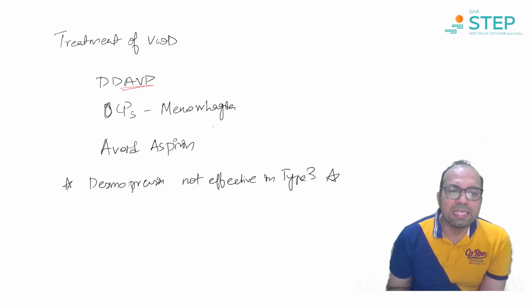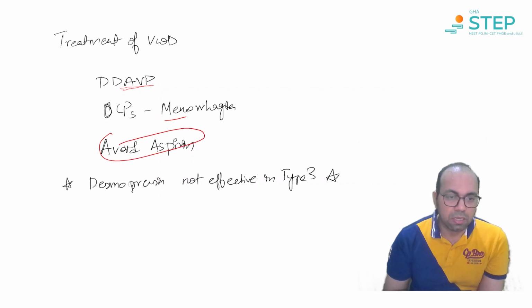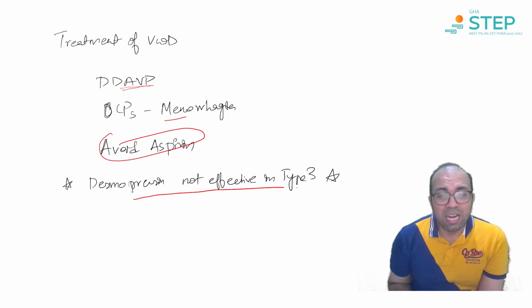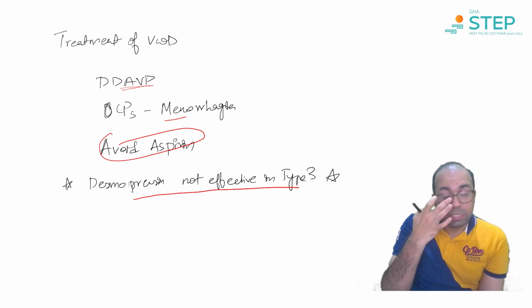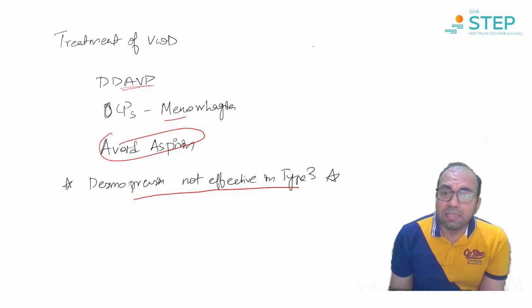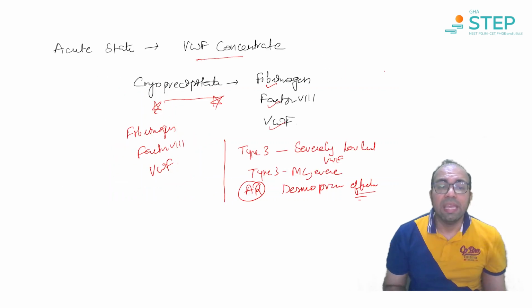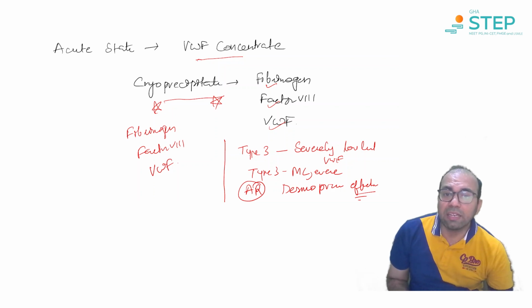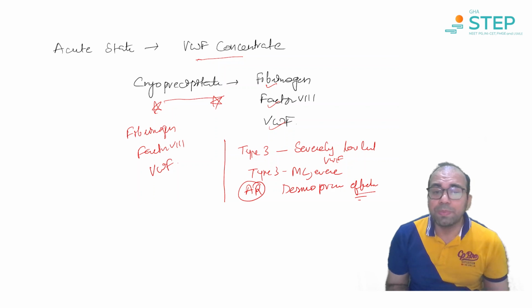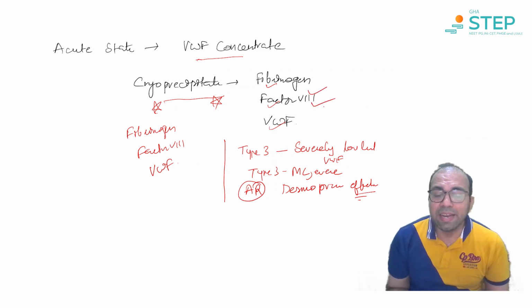The treatment includes DDAVP, that is desmopressin, then OCP pills only in menorrhagia. Important thing, avoid aspirin. Desmopressin is not effective in type 3. Look at these two important points: type 3 is inherited in autosomal recessive fashion and desmopressin is not effective in type 3. In acute state, you can give von Willebrand factor concentrate or even cryoprecipitate. Cryoprecipitate contains fibrinogen, factor 8 and von Willebrand factor.